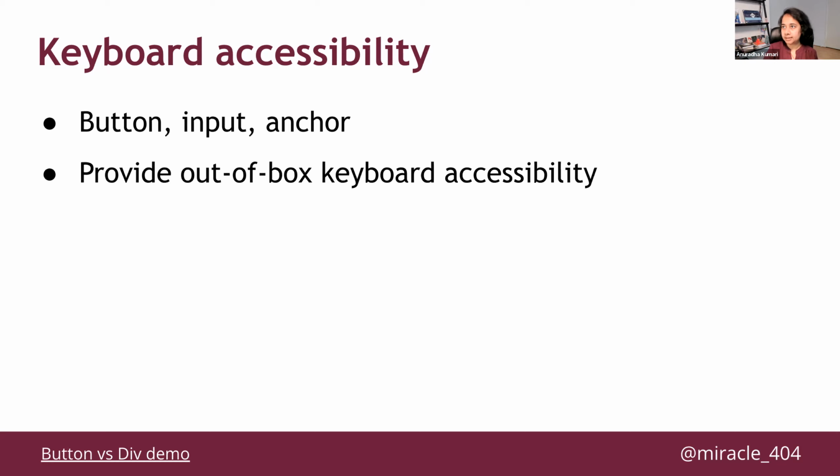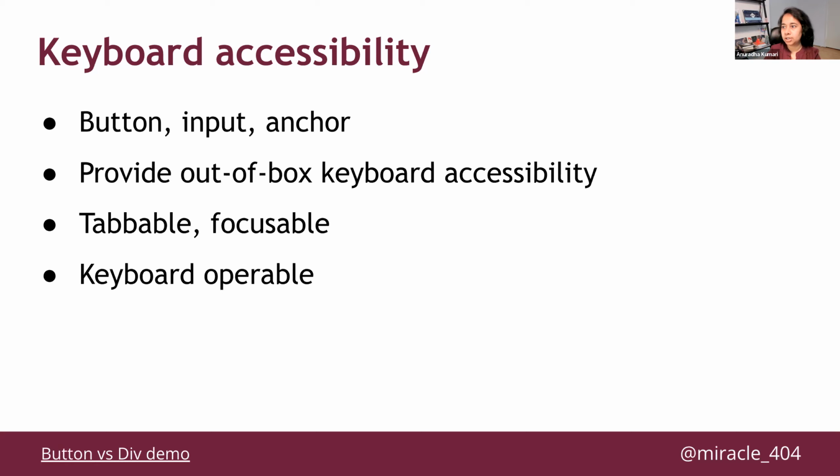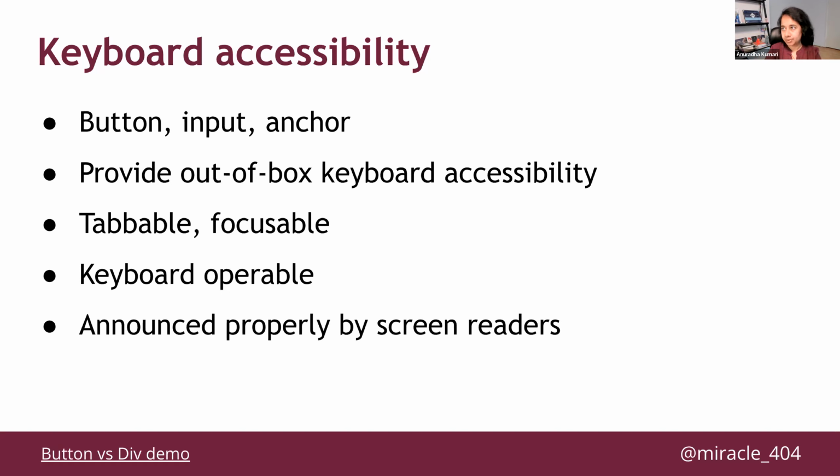What I mean by that is I don't have to write any extra code, but whenever I use button or anchor or input, I get these features: they are tabbable. When we use just the keyboard for navigation, all these elements will be tabbable. They will be focusable by default. They will also be keyboard operable, which means we can use just the keyboard to activate them. And also, since they're semantic, they will be announced properly by the screen reader.